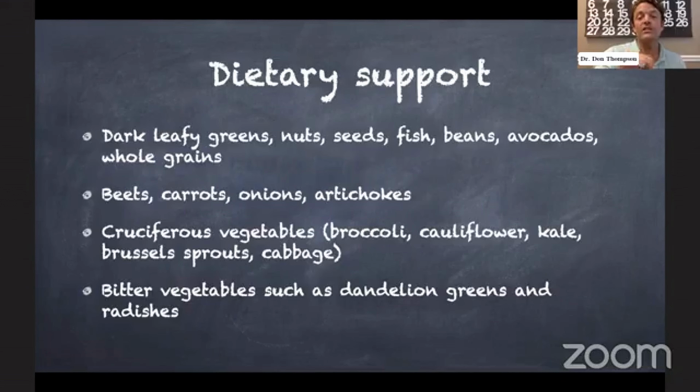Bitter vegetables such as dandelion greens and radishes. Okay, these last three here are really good for that liver. And when you're talking about hormonal metabolism, the liver is the king. This is where you've got to get the liver flowing.